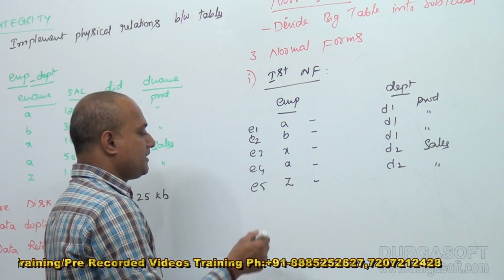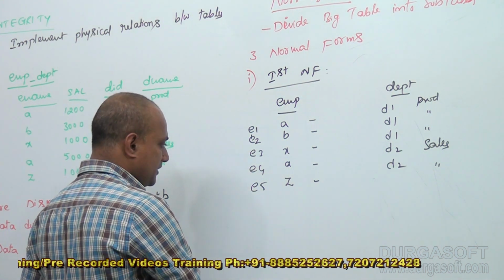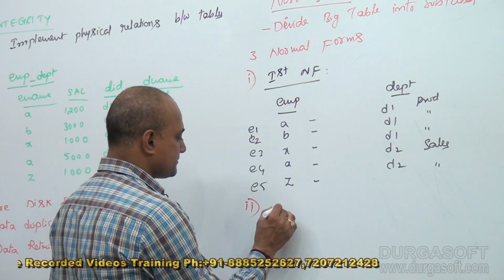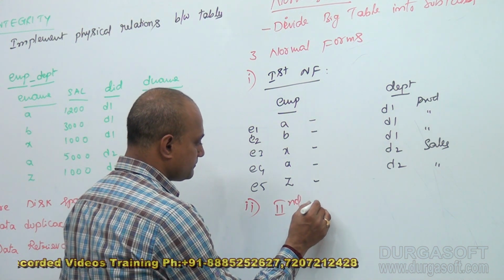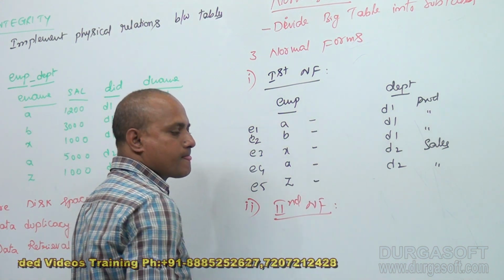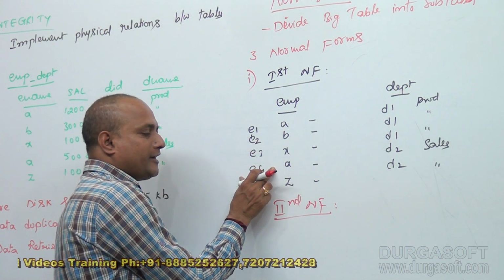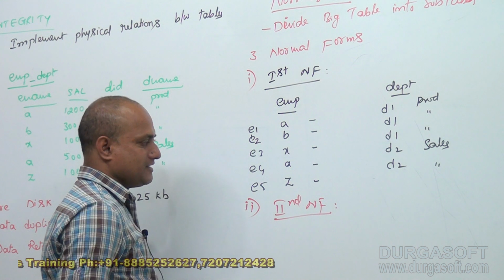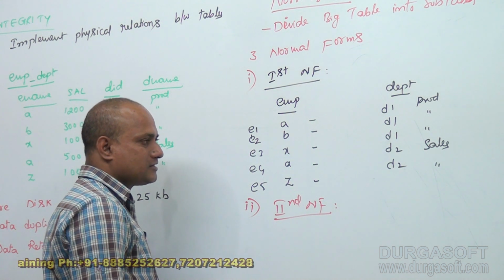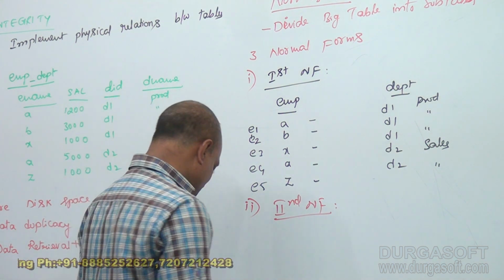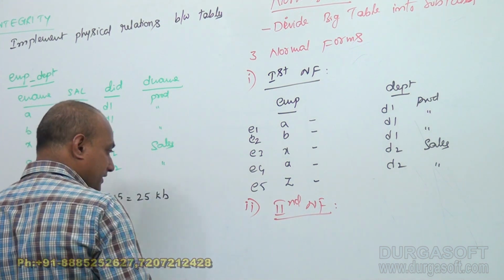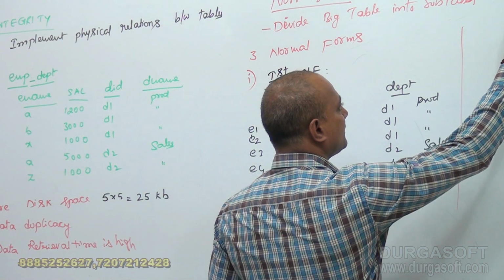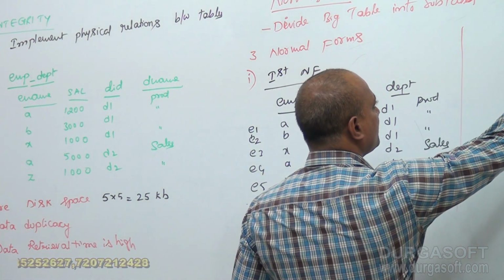Now let me go for the second normal form. What is the second normal form? Second normal form is to remove duplicate records and define primary keys. Let me write this second normal form here and you can clearly understand.